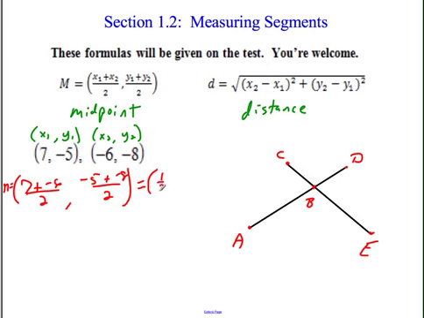So we're looking at 1/2. And we're looking at negative 13/2. So something like that. Fractions are great. You can make them in decimal if you want. Just be careful with your signs. So that's midpoint. What about distance?